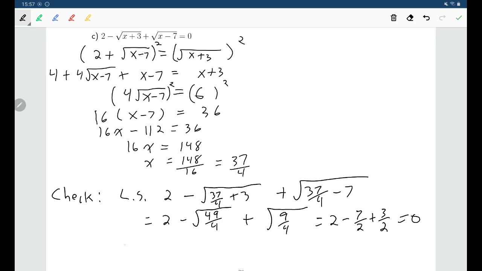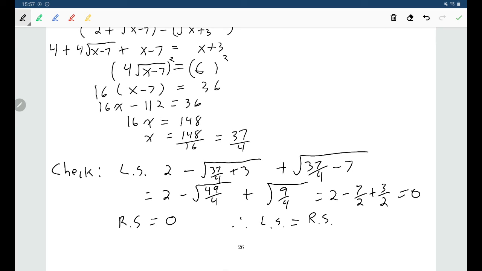And if I were to add that up using my calculator, 2 minus 7 halves plus 3 halves, that's equal to 0. And on the right side of my equation, the original equation, the right side was originally 0, and that means that the left side and right side are indeed equal to each other. So now we can feel confident and say that yes, our solution set will contain that one value, 37 quarters.